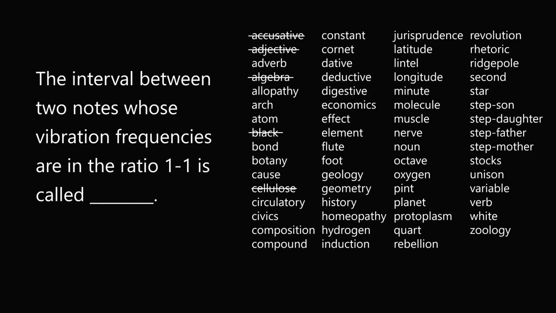Here's another interesting question. The interval between two notes whose vibration frequencies are in the ratio 1:1 is called blank. Perhaps those of you who have studied music or have played an instrument would know the answer. I didn't know the answer. I had to look it up, and the correct answer is unison.